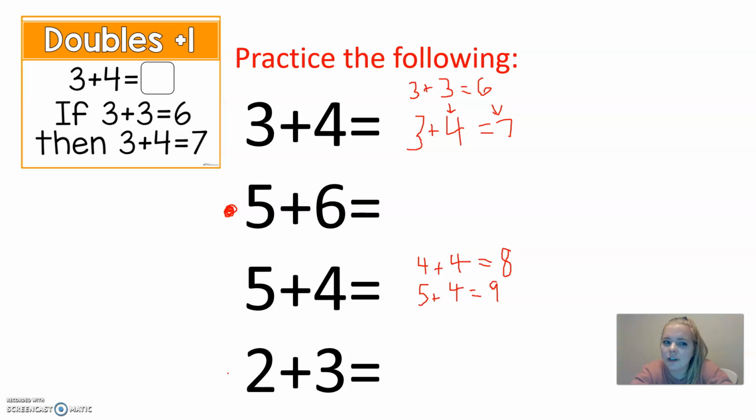If this is a little tricky for you, that's okay, because we're going to practice this more as we go on. And if you want to check your answers using another strategy, that's a really good idea. Maybe you want to draw a picture for these. I want you to solve these on another piece of paper and send them to your teachers. Try and practice the doubles plus 1 if you can.